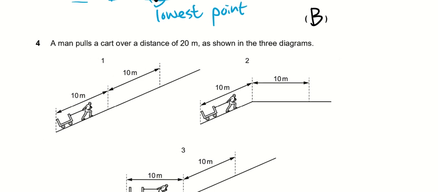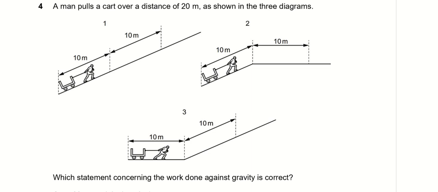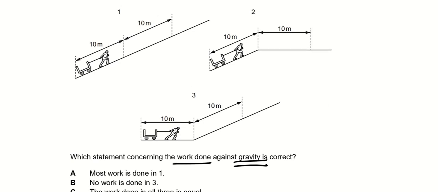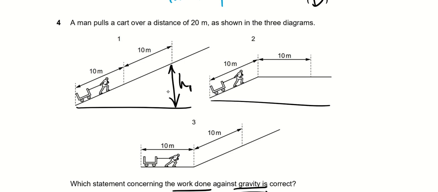Question 4. A man pulls a cart over a distance of 20 meters as shown in the 3 diagrams. Which statement concerning the work done against gravity is correct? It's not just work done, it is the work done against gravity. So if the man pulls it 20 meters, and if it's to do work against gravity, that means the force that he exerts must be vertical. So over here, he rises above this height. So this is H1. And for this is H2, right?